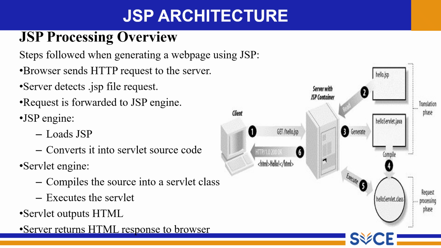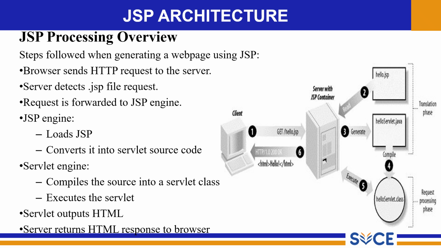Upon detecting that the request is for a JSP file, the server does not attempt to handle it directly. Instead, it forwards the request to the JSP engine, a component responsible for understanding and processing JSP files. This engine loads the requested JSP file from the server's file system. The JSP engine then begins a crucial step, translating the JSP into servlet source code.